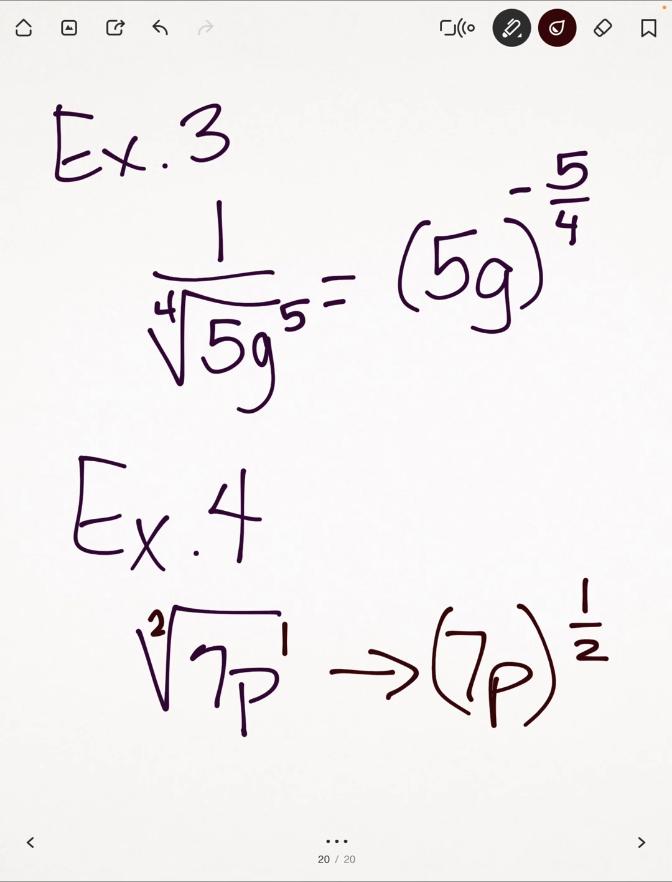So those are the only invisible numbers we have. Again, if there's not a number in the front, it's going to be a 2. If there's not a number in the back, it's going to be a 1. All right, so now we've successfully gone from rational to radical, and then from radical to rational.